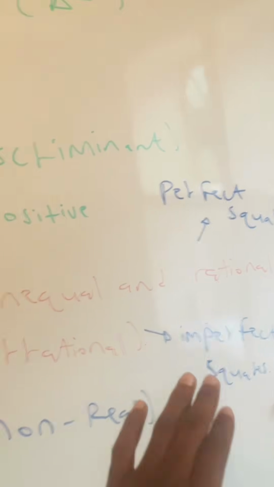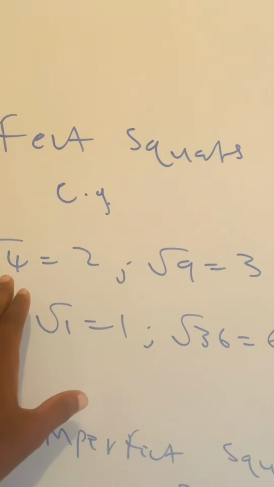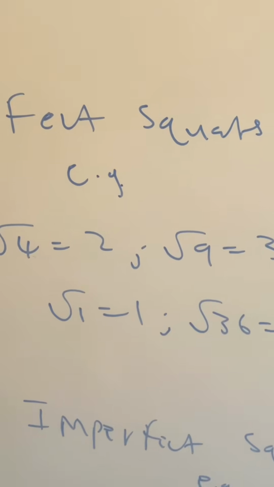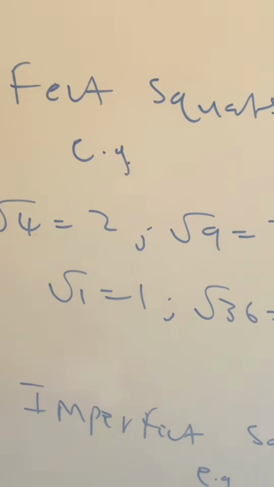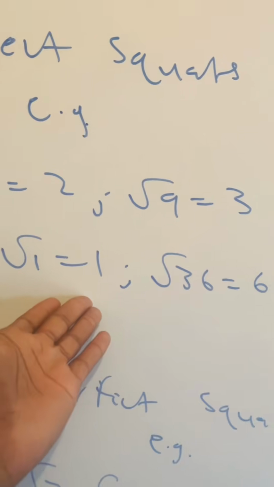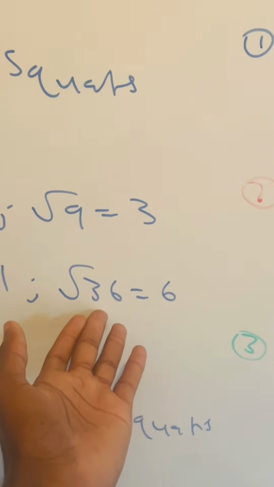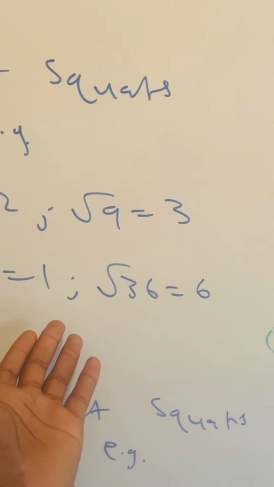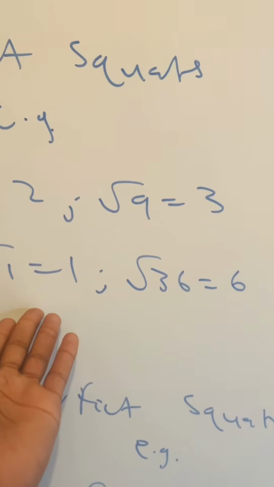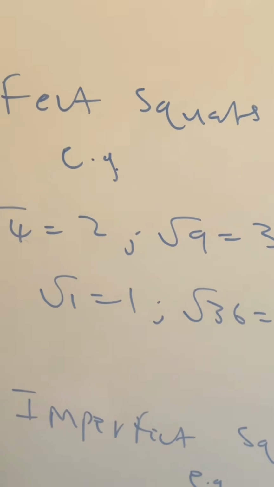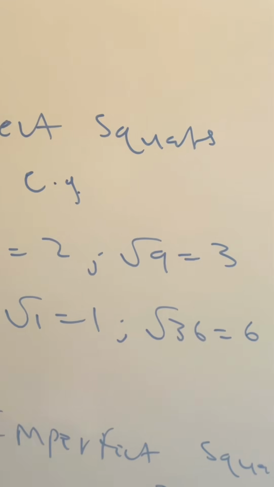Fine. The perfect and imperfect squares. Guys, perfect squares are when you have rational numbers, by the way. You put a number inside the square root and you get a natural number. That is what you call perfect squares. Like square root of 1 is 1, square root of 4 is 2, square root of 9 is 3, square root of 36 is 6, square root of 16 is 4, square root of 25 is 5, square root of 49 is 7. All those numbers that you put inside the square root and they give you natural numbers, we call them perfect squares.